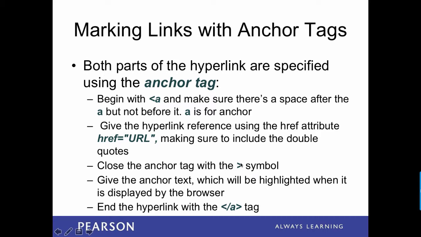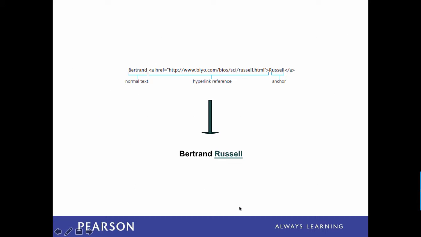Close the anchor tag with the closing angle bracket. Give the anchor some text. Typically, you'll see something like "click here," which is not really great, but just some text that's going to tell the user that there's something if they click there. And then after that text, close the tag with the /a closing tag.